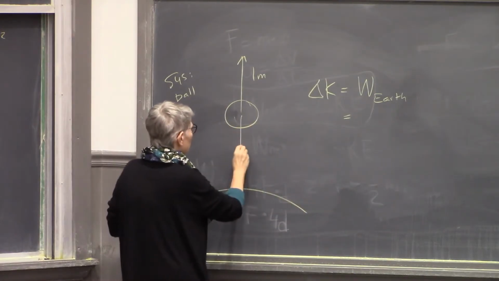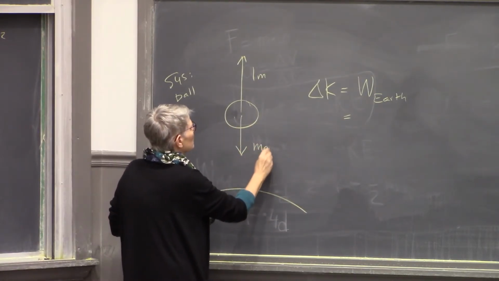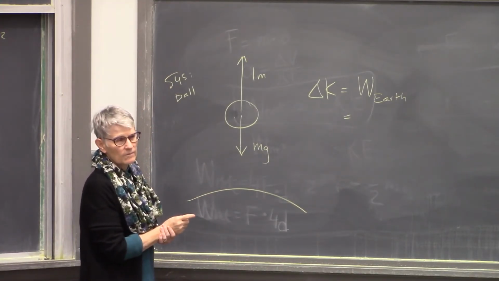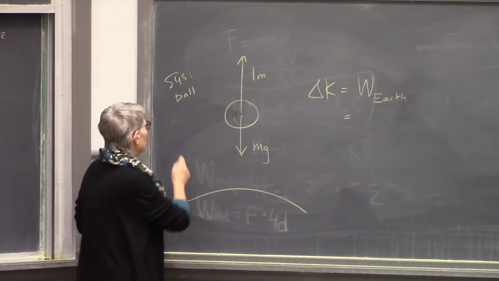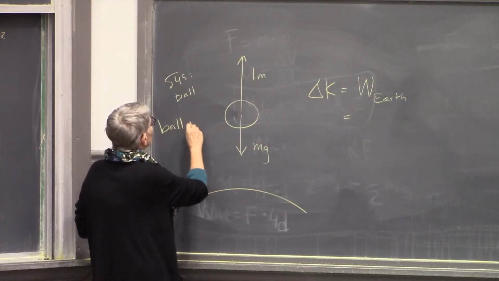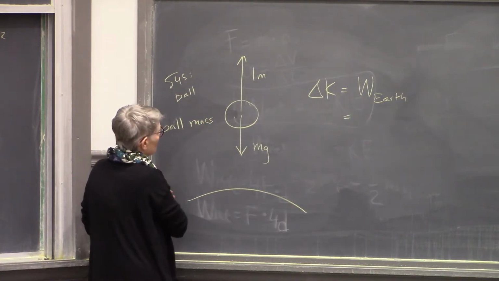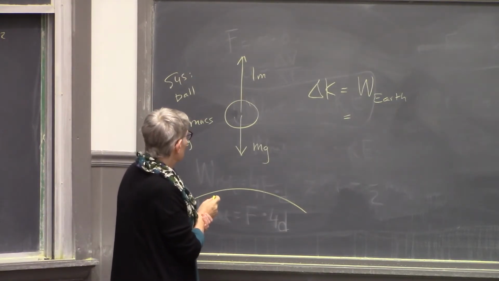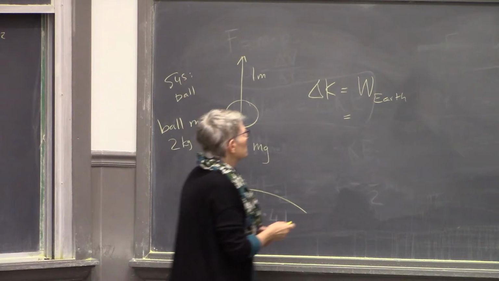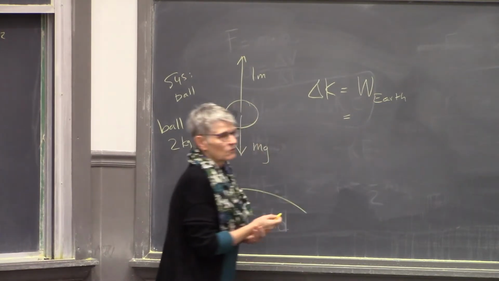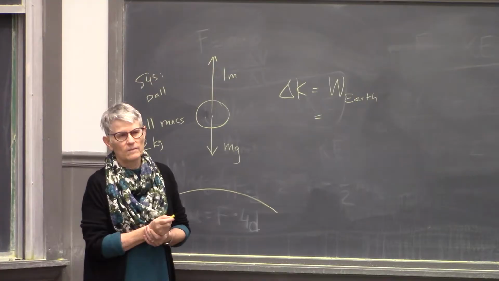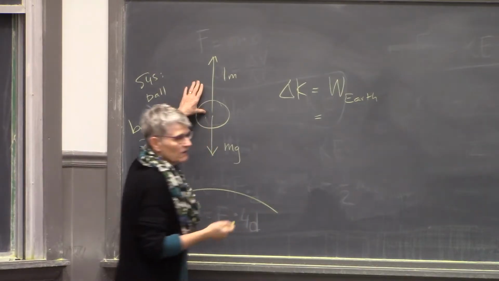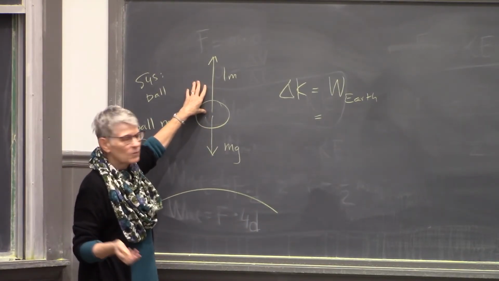And work, well, we have a force mg downward, right? So let's say the ball's mass is, it's a heavy ball, its mass is 2 kilograms. So the work done by the Earth, we have to be careful. Is the work done positive or negative? Negative, right? So we have Fx delta x, there aren't any x components in this process.